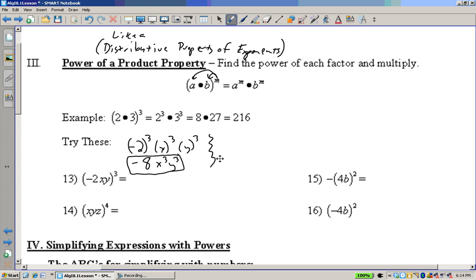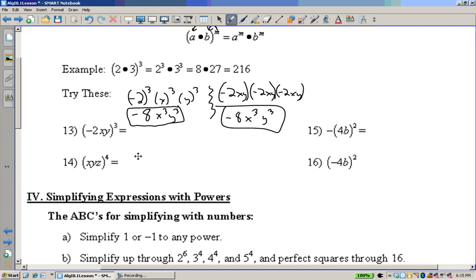You could also say that there are 1, 2, 3 exact copies of the same thing. That's less efficient, but it still does work. Negative 2 times negative 2 is 4, times negative 2 is negative 8. 1, 2, 3 x's, 1, 2, 3 y's. And you see we come up with the same thing. So you can do it either way.